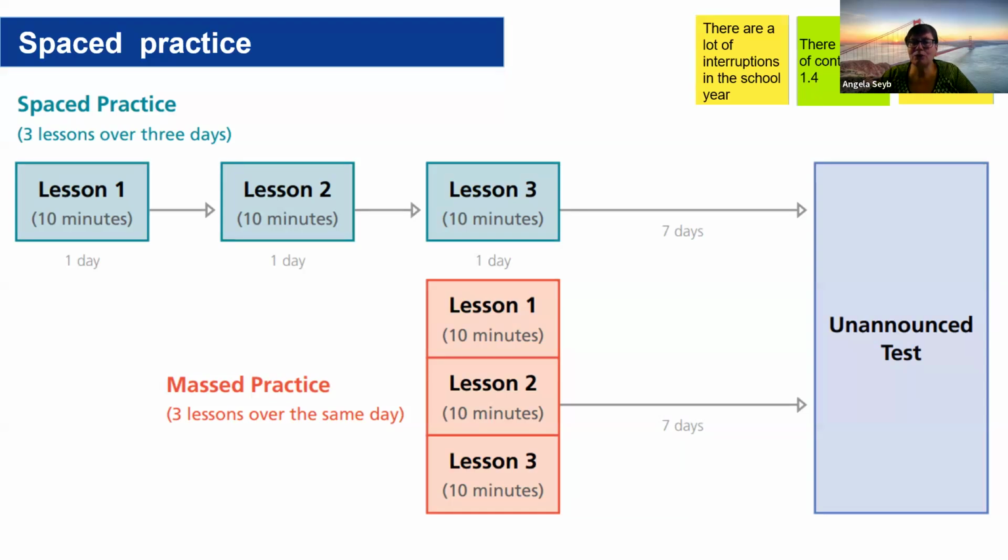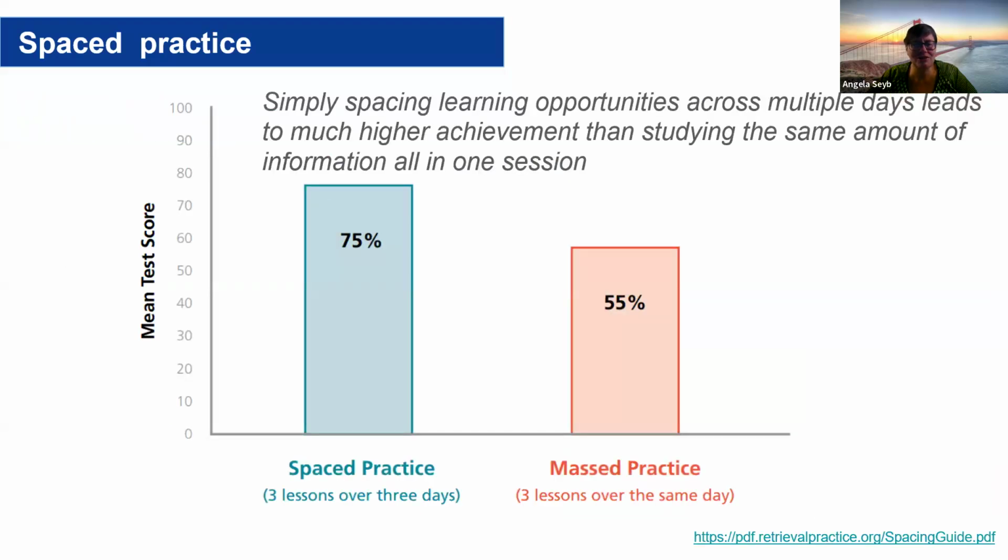They didn't know that they were going to be assessed on this content in the future, but an unannounced test 7 days later was given to both groups of students, and probably not a surprise to us if we go to the results of that. The students that experienced the spaced learning opportunities across multiple days had a much higher achievement than the groups that had all of their learning on the one day.